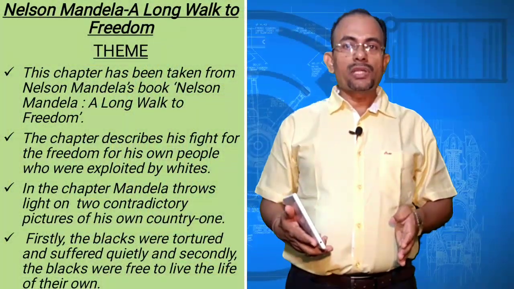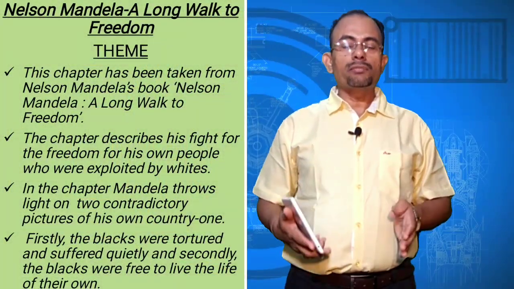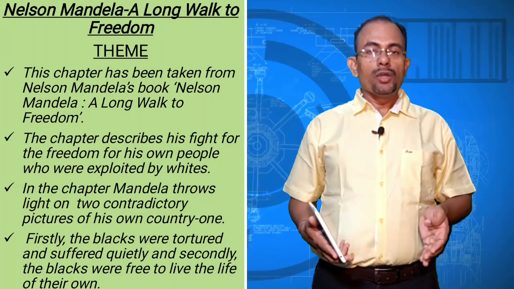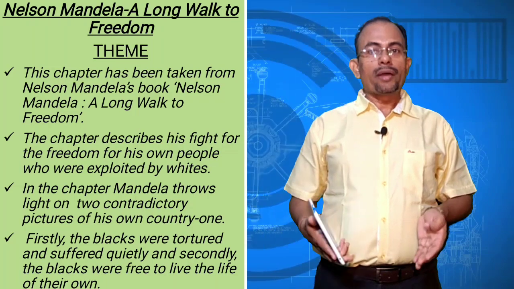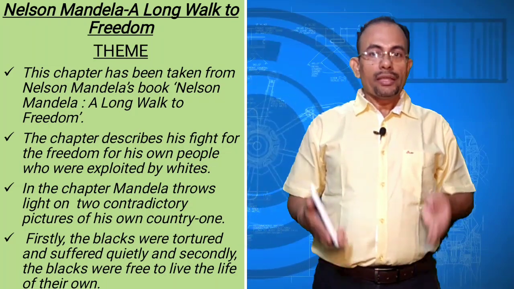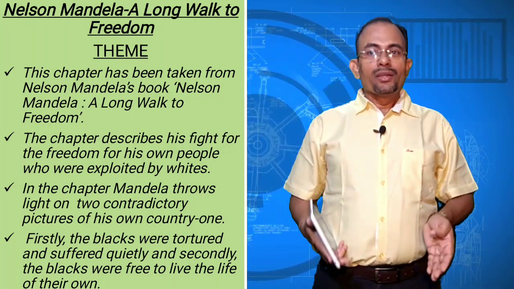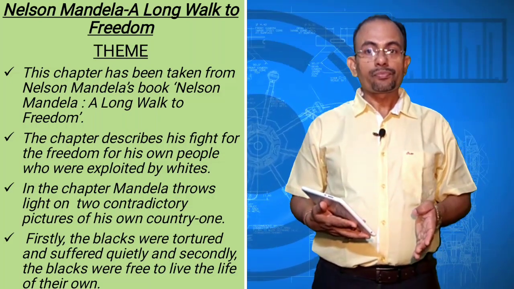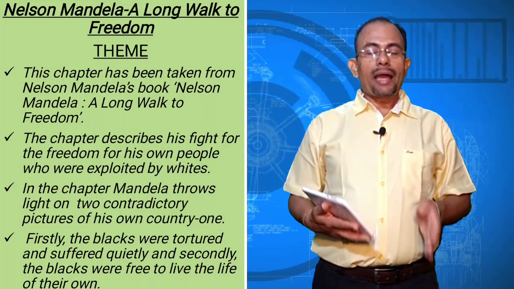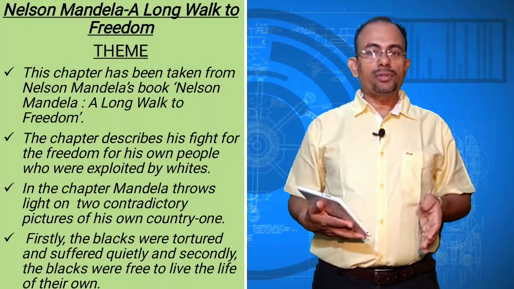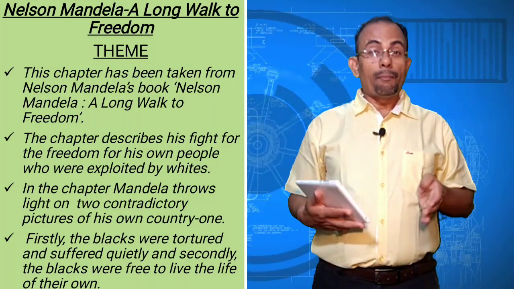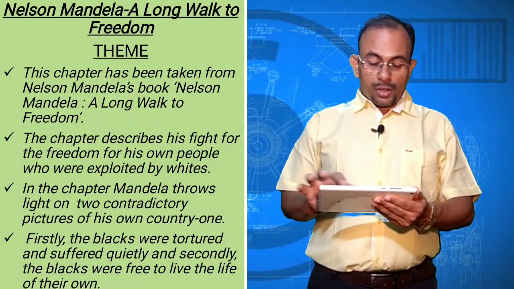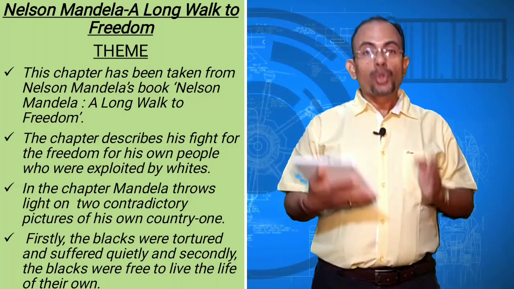This chapter has been taken from Nelson Mandela's book, Nelson Mandela, A Long Walk to Freedom. The chapter describes his fight for the freedom of his own people who were exploited by whites. In the chapter, Mandela throws light on 2 contradictory pictures of his own country. Firstly, the blacks were tortured and suffered quietly, and secondly, the blacks were free to live the life of their own. Now, let's move on to the story sequence.